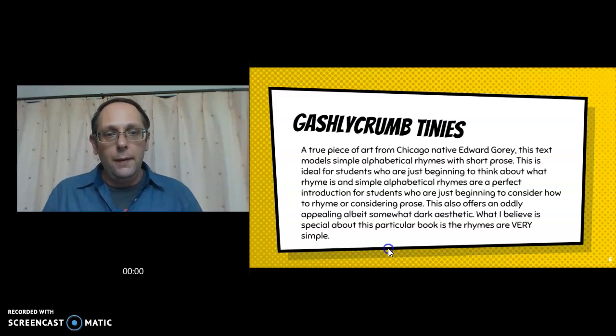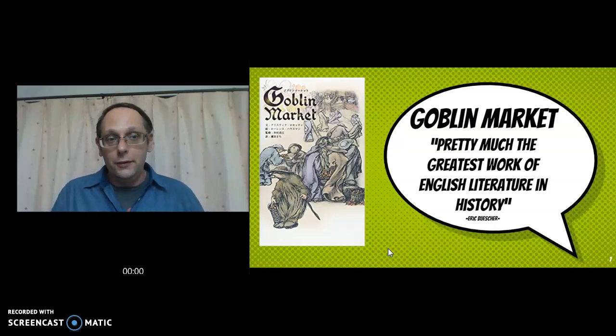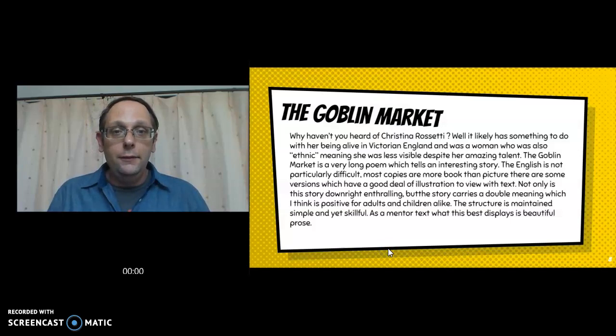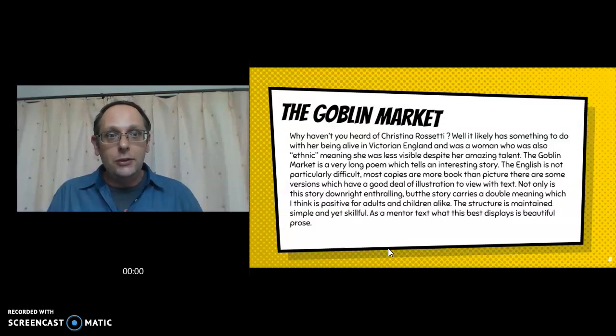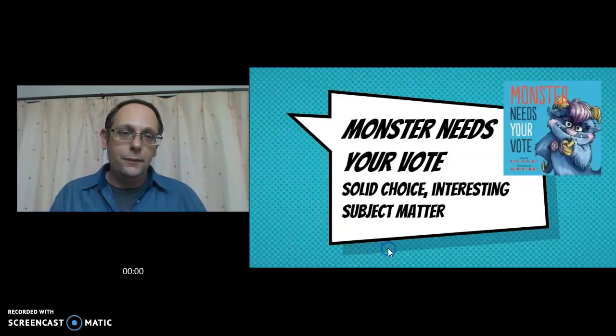The next book will be Goblin Market, which I think is the greatest work of English literature and history. Why haven't you heard of Christina Rossetti? She's an awesome, awesome writer. She was alive during the Victorian era. She was a woman, which meant that she was not prominently showcased. She had a lot of difficulty trying to make her way into the literary realm, but she did leave behind some really important text, and most of them have a really good message behind them. So I think it's a great example.